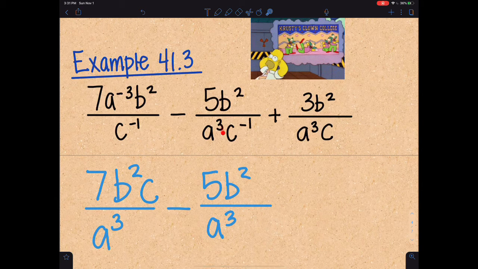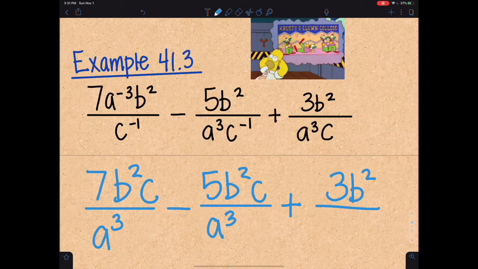But I don't like this c to the minus 1. What the heck? Let's put a c on top. I'm sensing a theme here. I can tell there's going to be like terms. Now, on this third expression right here, I'm dealing with 3b squared over a cubed c. Hey, that's a winner. They're all positive exponents. Let's just write it the way it is.